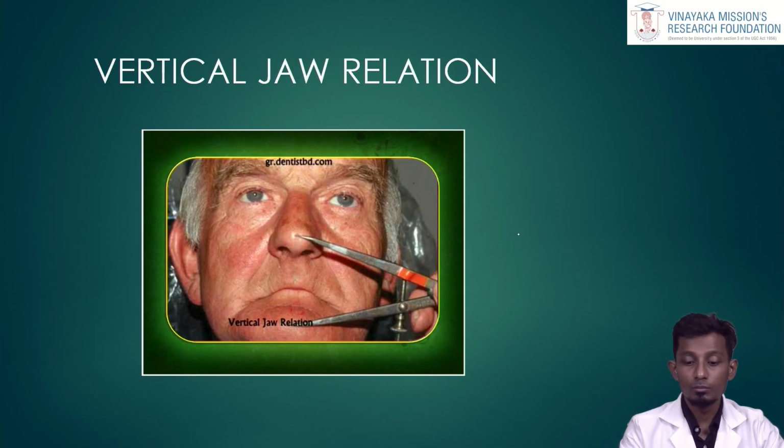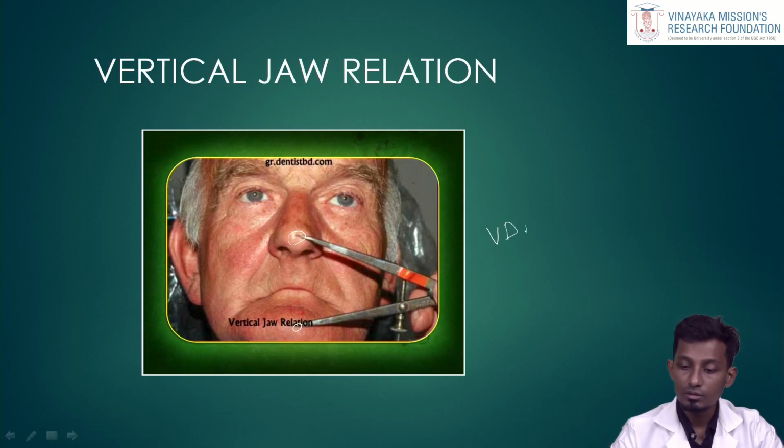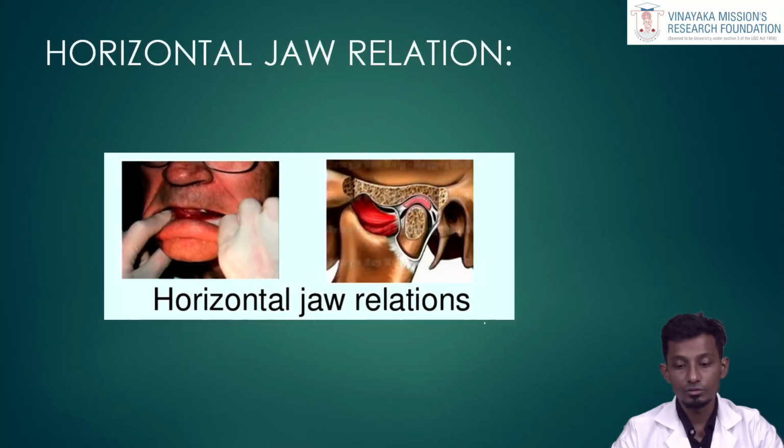The vertical jaw relation is nothing but in a vertical dimension to see the height of 2 reference points, which is the most prominent point on your chin and the most prominent point on your nose. And using this, we check the vertical dimension at rest and the vertical dimension at occlusion. Thereby, we can find out the vertical jaw relation. Coming to the horizontal jaw relation, we have found the jaw relation in the vertical aspect. Then we do what is called a horizontal jaw relation. Here we find the relationship of the jaws in a horizontal dimension.